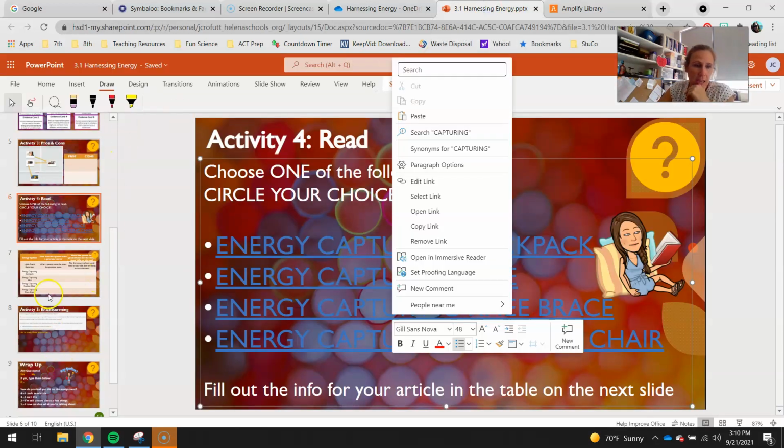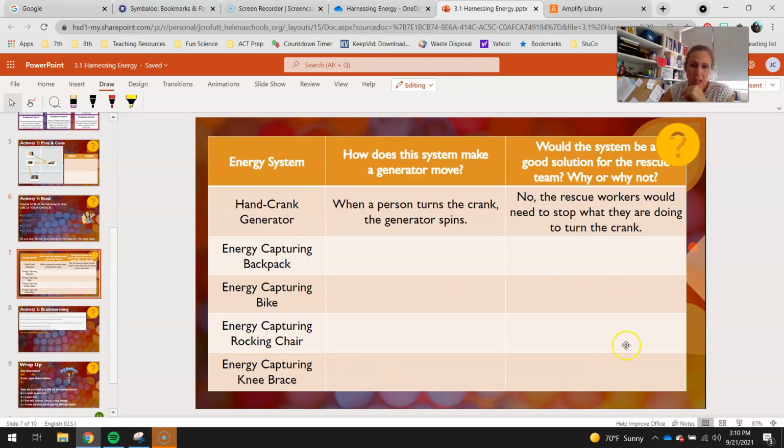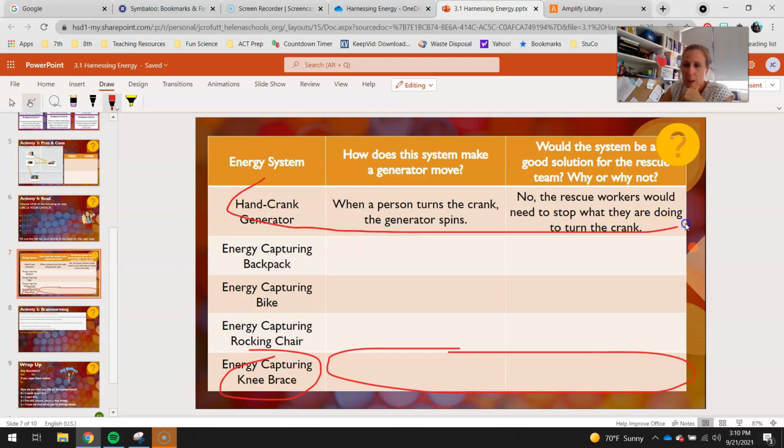And then on the next slide, you are going to fill out just your part of this table. So again, in class, the kids are doing this with a group of 4. So everyone's picking a different article and sharing their information. Since you don't have a group of 4 to work with, you are just going to say, all right, I just read about the knee brace, so I'm only going to fill out this part. Okay, for this, hand crank generator is your example there. We already read that article at the beginning of class, so you can kind of see the example.